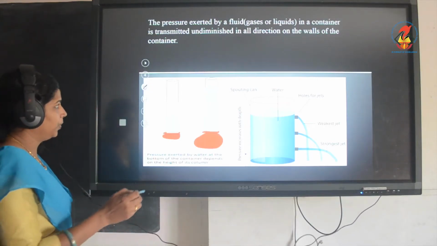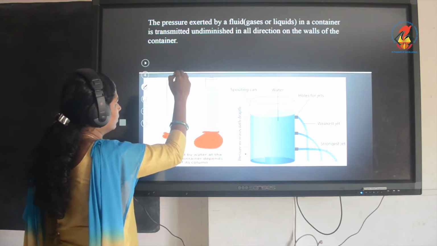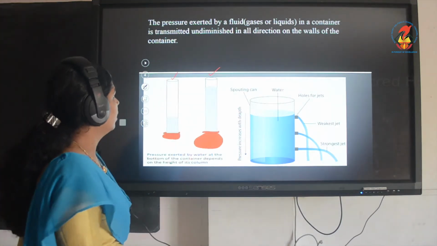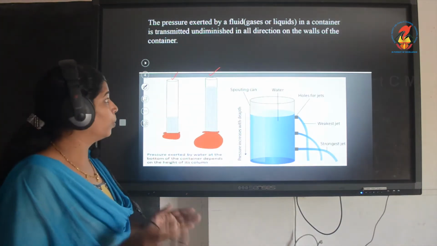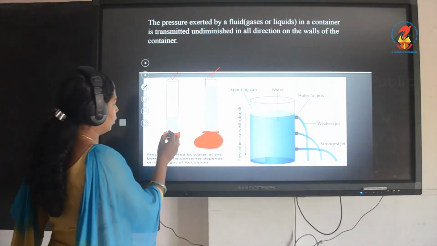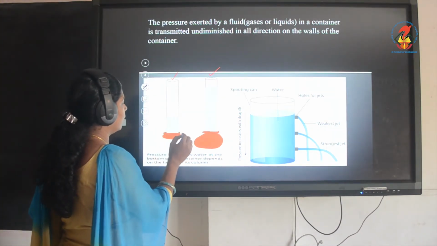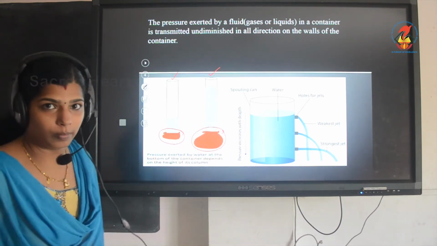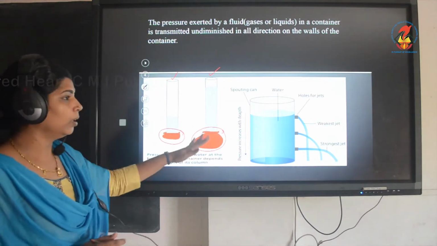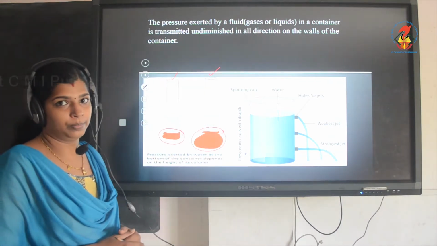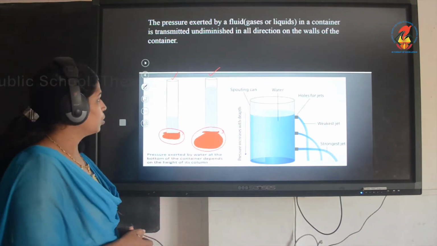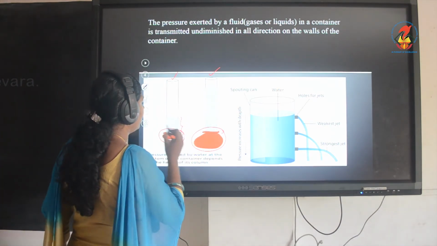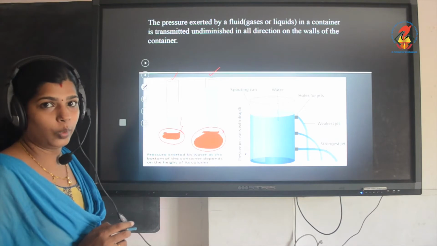This is the activity. Here a tube is there; you can take a transparent plastic tube. It should be open at both ends. Cover one end of this tube with a rubber balloon and fill water in the tube. Here this is the height of the liquid level.